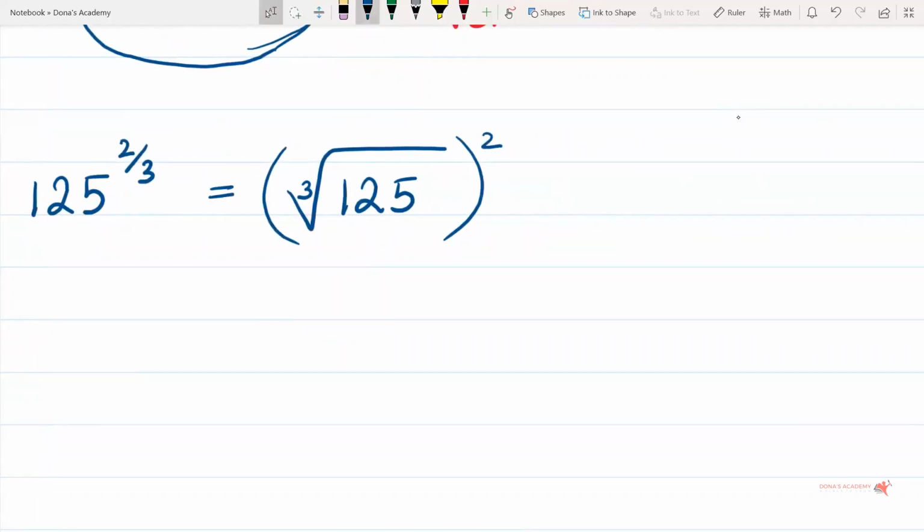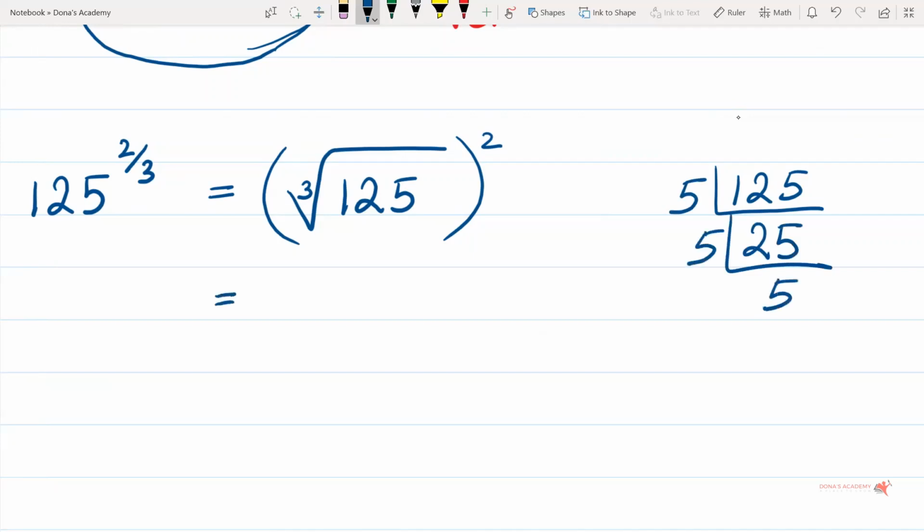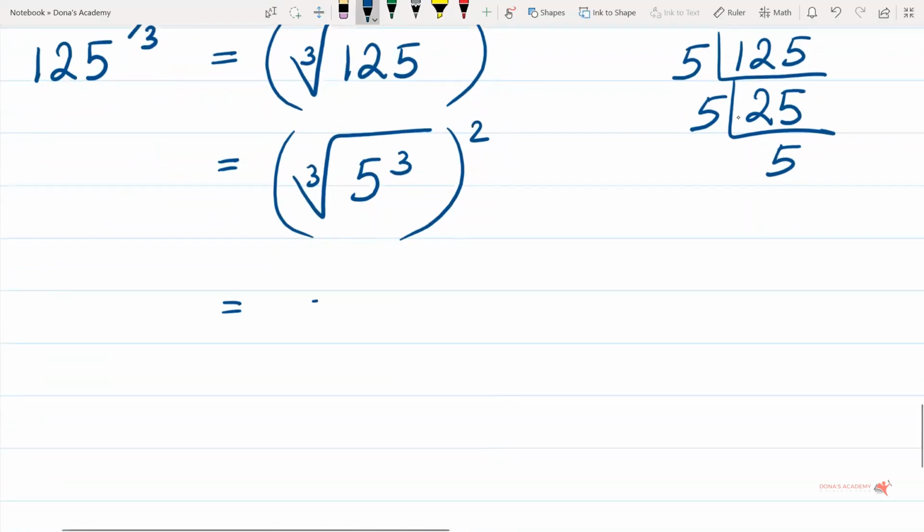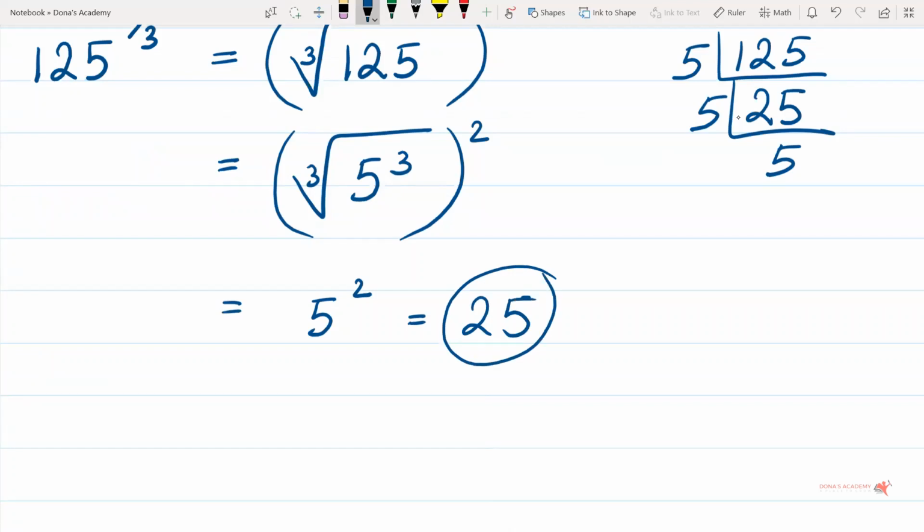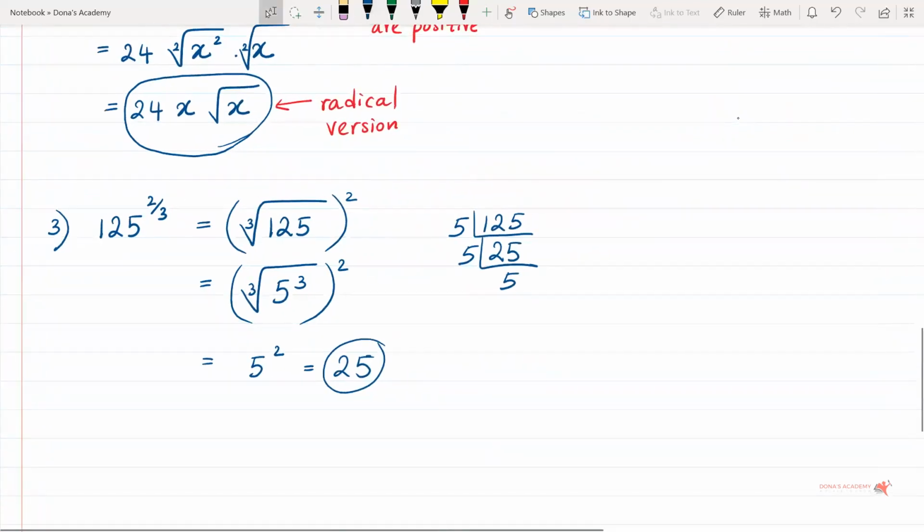Alright, now the inside is the third root of 125. Now let's think about the prime factors. Since you have 5 at the end, let's divide this by 5. You get 25 and 5. So 5 to the power 3. We have the third root of 5 to the power 3, all to the power 2. Then what is the inside? It is just 5, 5 squared, 25. 25 is the answer. So if you have a number with rational exponents, then you have to use the nth root definition.